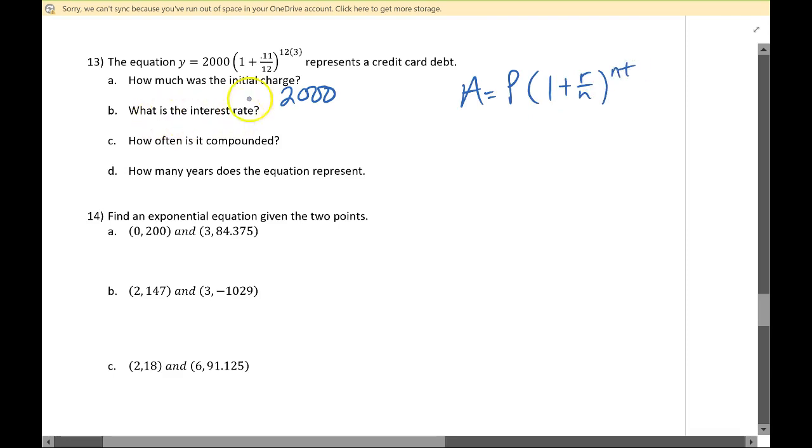And so what's the interest rate? Well, 0.11 would be 11%. How often is it compounded? That's our n. So it's compounded 12 times a year, or you could say monthly. How many years does this equation represent? Well, that would be our t, so 3 years.